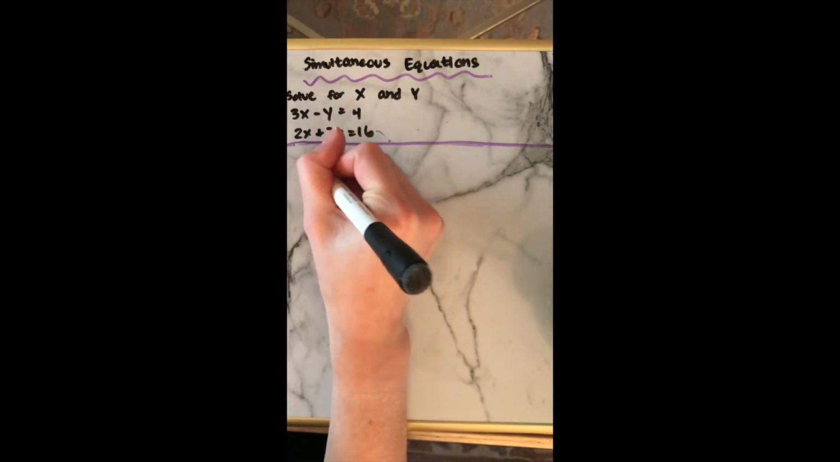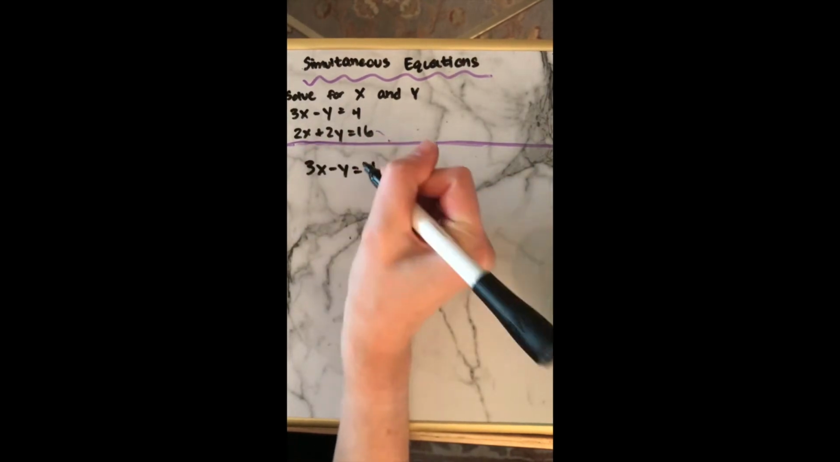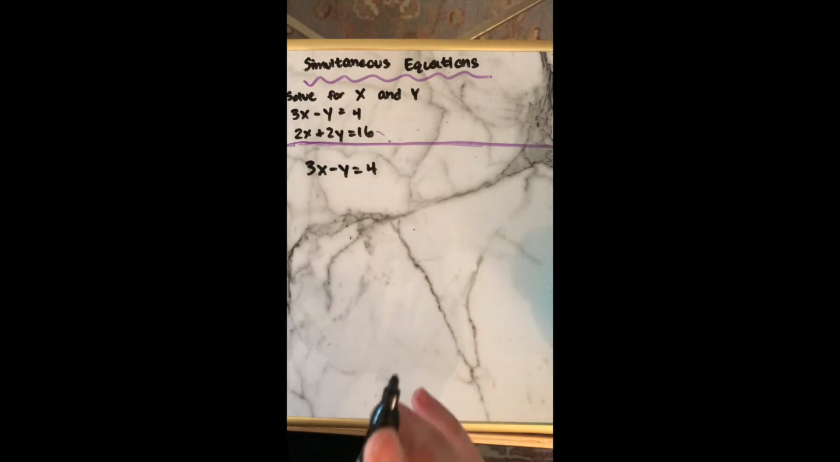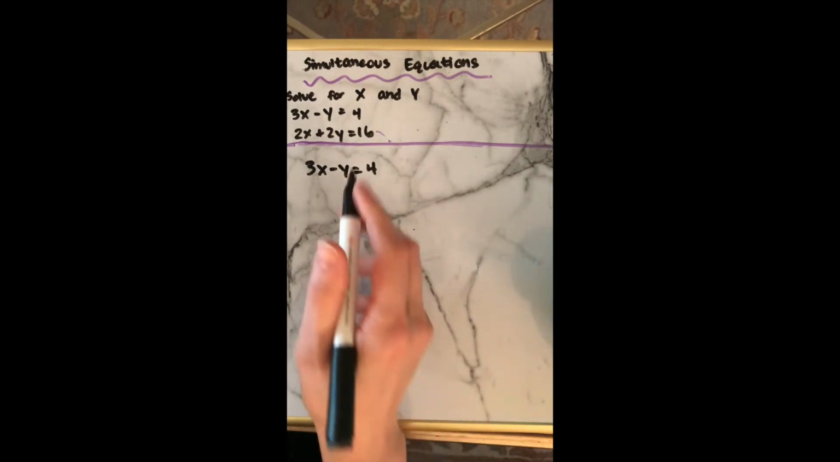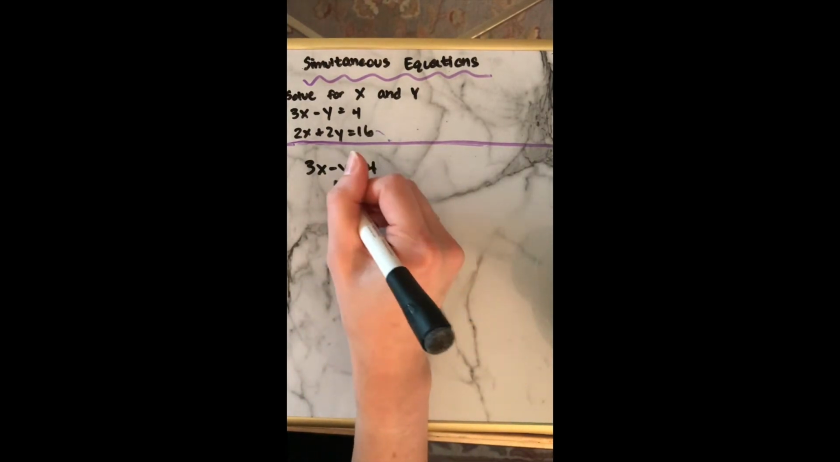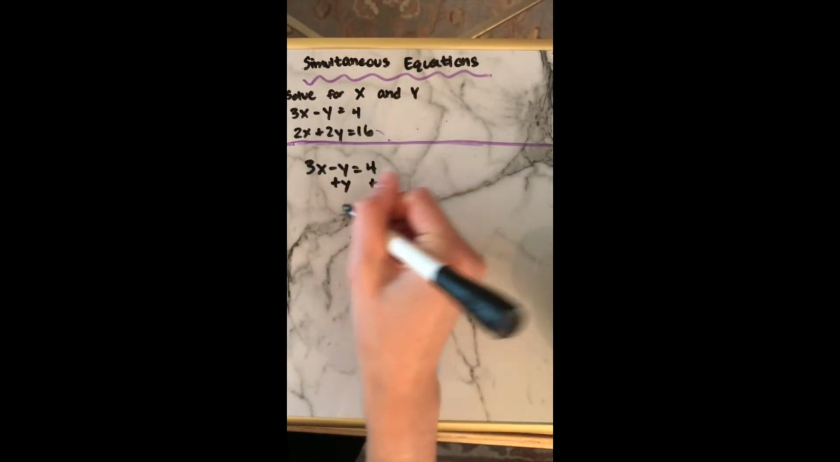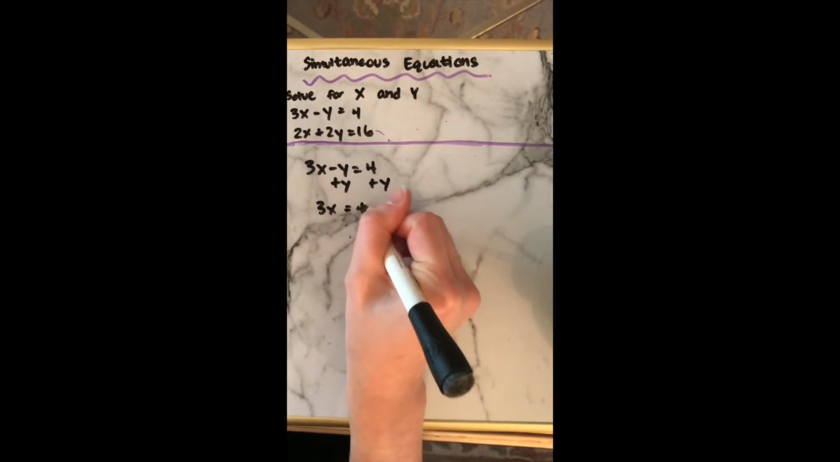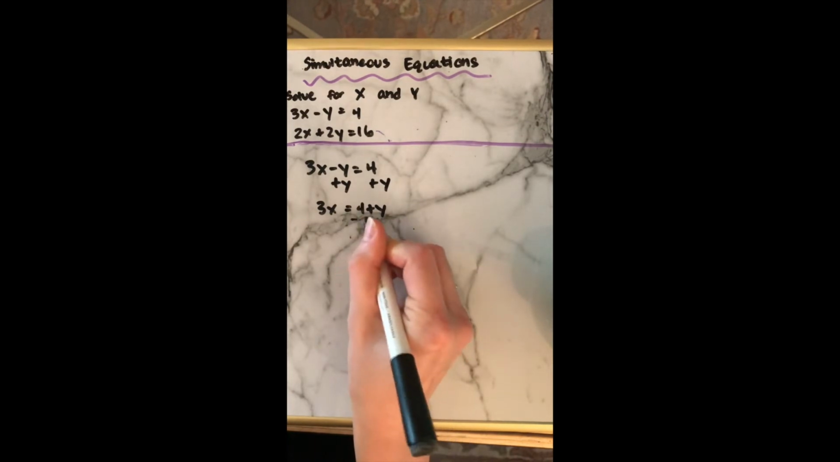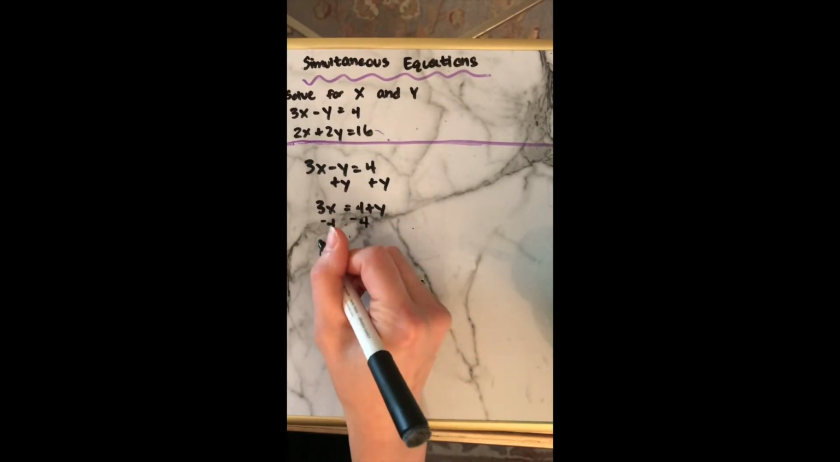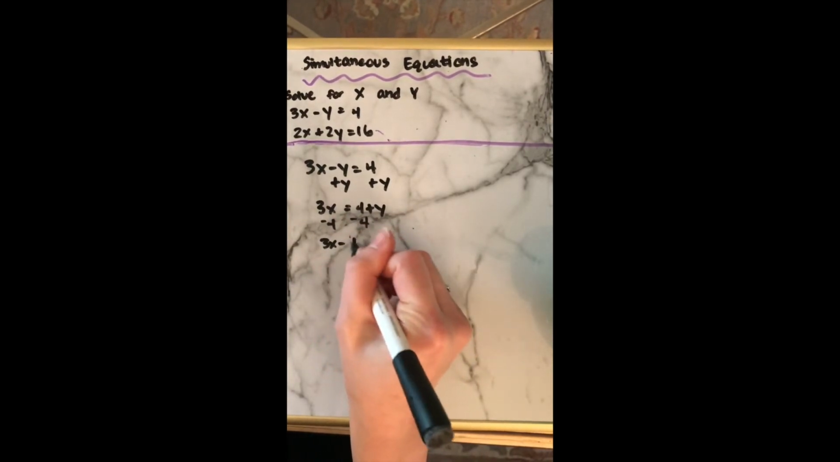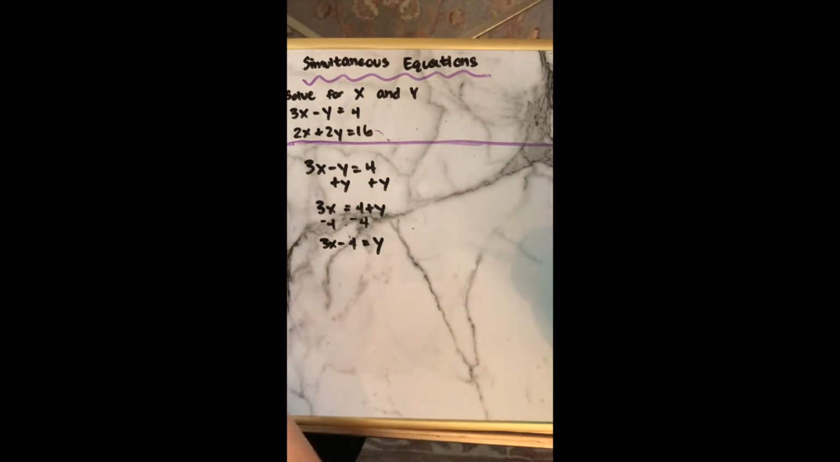So 3x minus y equals 4. What we're going to do with this method is solve for y. So if we move y to the other side, we have 3x equals 4 plus y. Now let's move the 4 to the other side, so y is alone. And we have 3x minus 4 equals y.